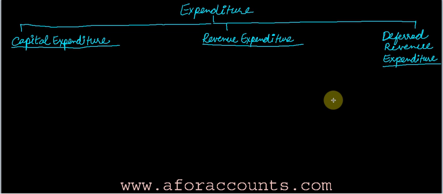Okay, let's start. Capital expenditure. Now, what is capital expenditure? Expenditure that gives you benefit of enduring nature, meaning it doesn't get exhausted in a single accounting year and the benefit is more than one accounting year. Such expenditure is known as capital expenditure. I will just write here, gives benefit of enduring nature.